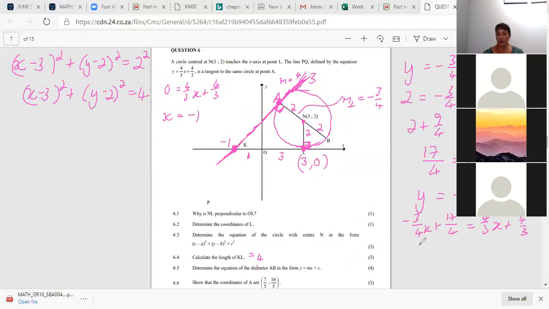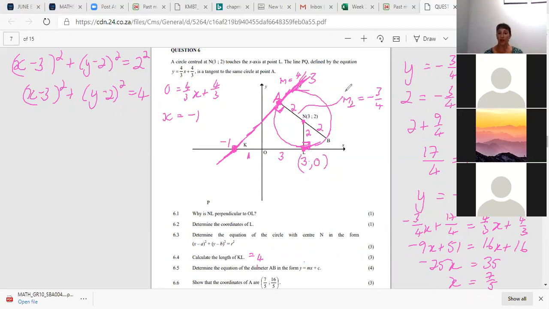The LCD would be 12. So times by 3, times by 3, times by 4, times by 4. Minus 25x equals, I took that over, and then 16 minus 51, what's that, 51 minus 11 is 40, so it's 35. So x is equal to, and you can just check my algebra please, 35 over 25, which would be 7 over 5. There it is.